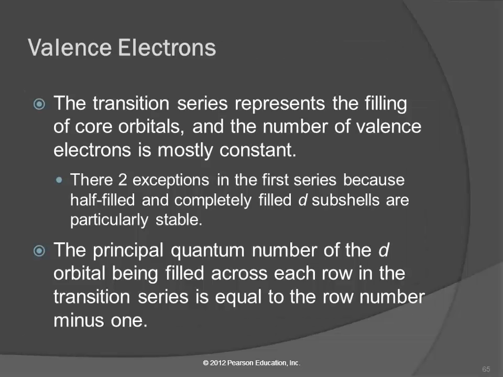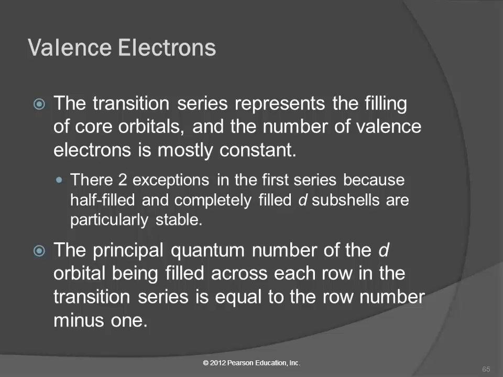So the main group elements are nice and predictable. The transition elements, not so much. Transition series represent the filling of core orbitals, and yet the number of valence electrons is mostly constant.